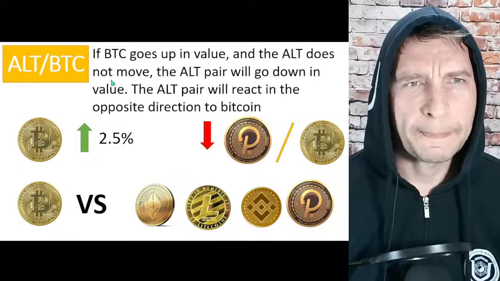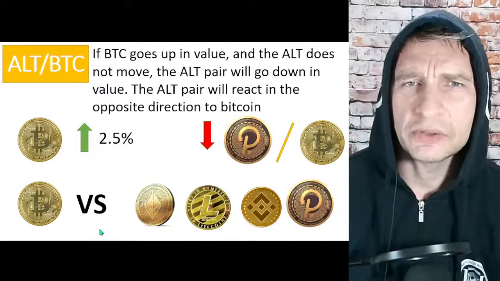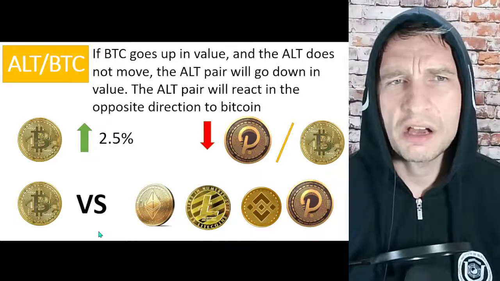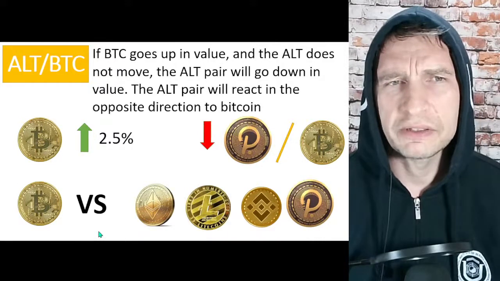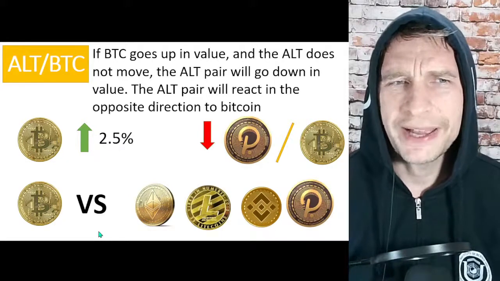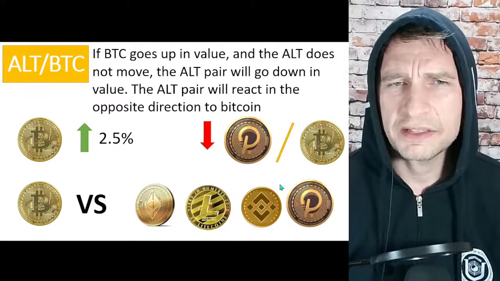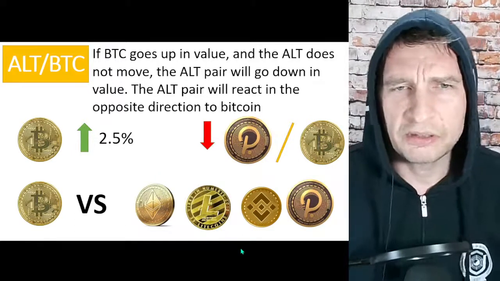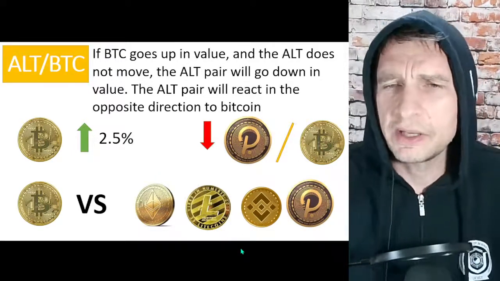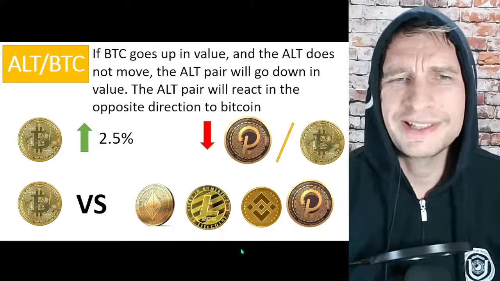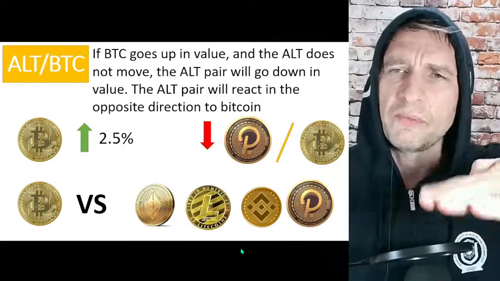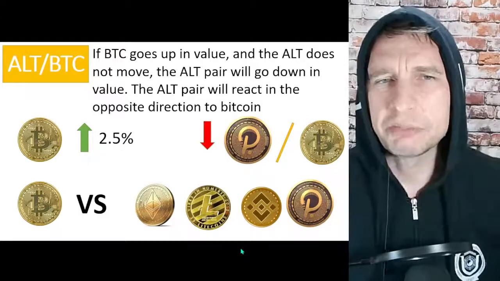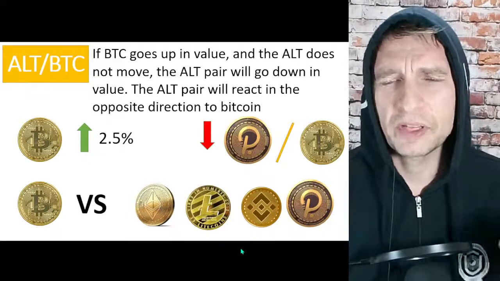Basically, if Bitcoin goes up in value and the altcoin does not move, the altcoin pair will go down in value. The alt pair will react in the opposite direction to Bitcoin. So that could be a bit confusing, compared to the alt USDT pairing. All of them kind of function like a balance beam. If one moves up, the other one moves down.